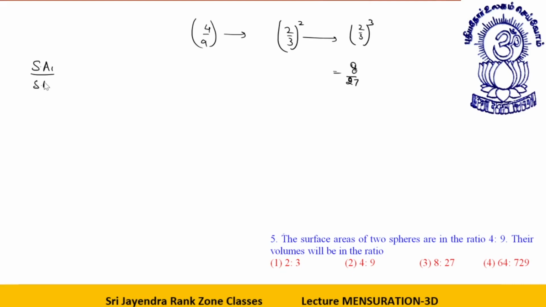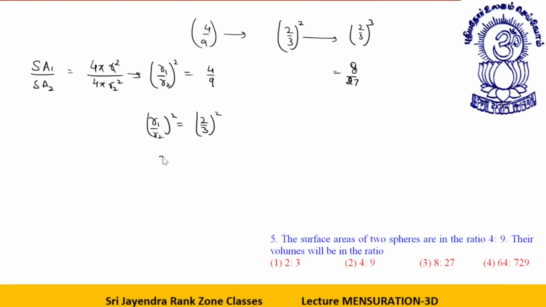Surface area 1 upon surface area 2. Surface area of sphere 1 upon surface area of sphere 2 will be 4 pi r1 square divided by 4 pi r2 square. Finally you get r1 by r2 square. Is this part clear? Now this is given to you as 4 by 9. So r1 by r2 square is equal to 2 by 3 square, or r1 by r2 is equal to 2 by 3.